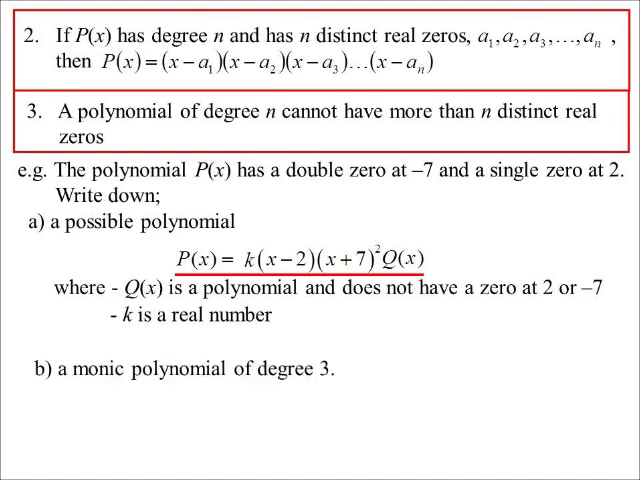If we restrict it a bit and say, hey, we want a monic polynomial of degree 3. Well, I know x minus 2 is a factor. I know x plus 7 squared is a factor. I can't do anything more because it's degree 3, so I'm not allowed to have another factor. It's monic, so I can't multiply it by a number. So there's only one possibility in this case, and that is x minus 2, x plus 7 squared.